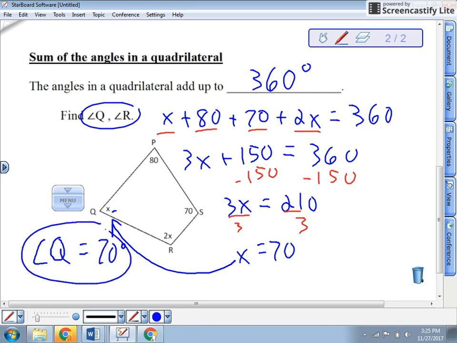There's one of my answers because it's just x. And then R, angle R right here, well, that's going to be 2 times 70. So that one is going to be 140. So there's my other example. And there you have it. There's our lesson on polygons.